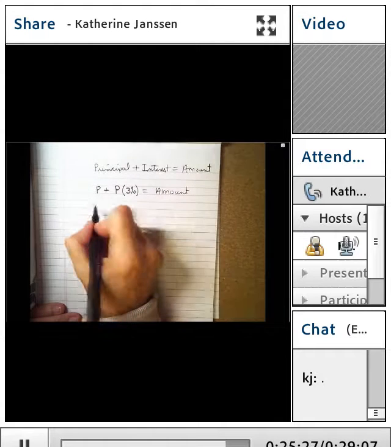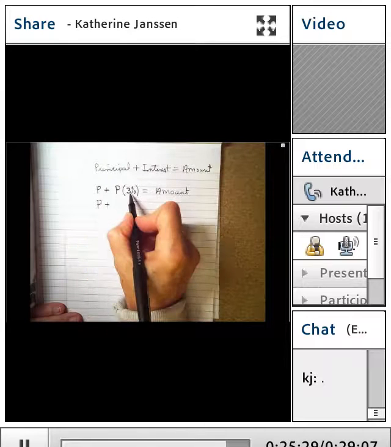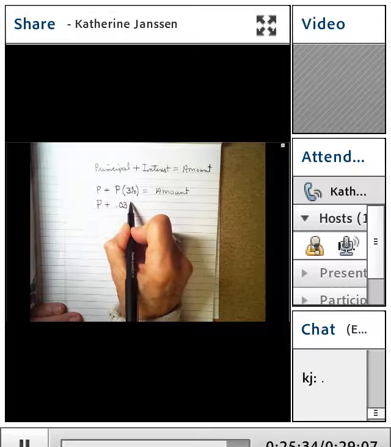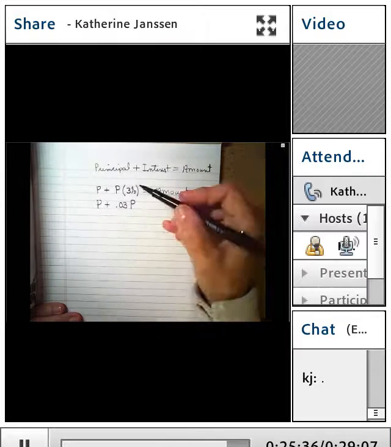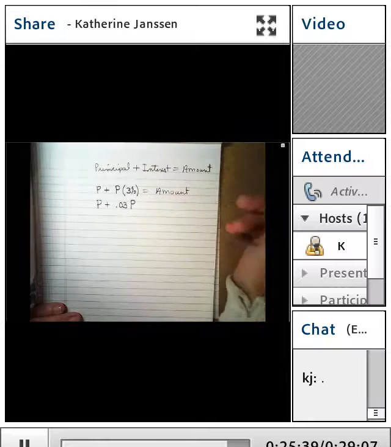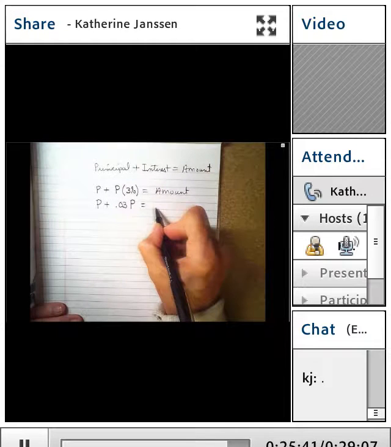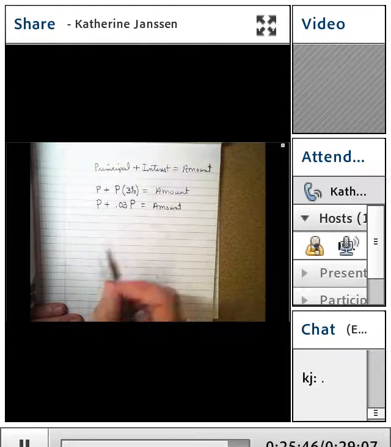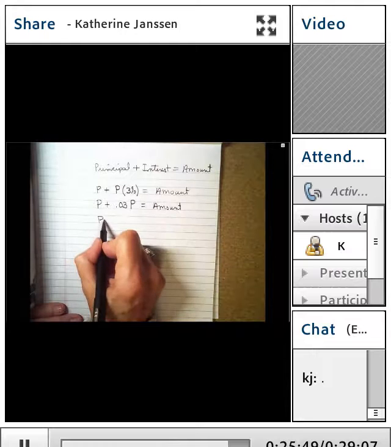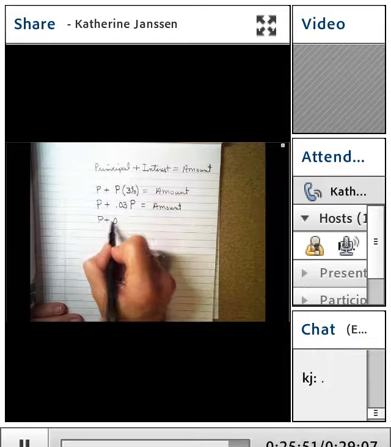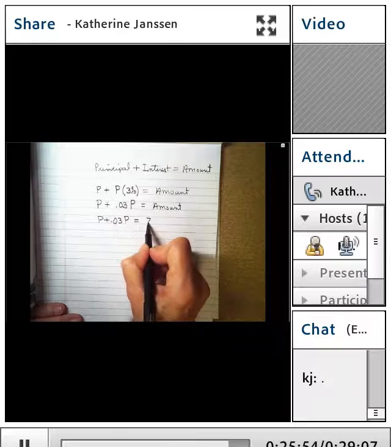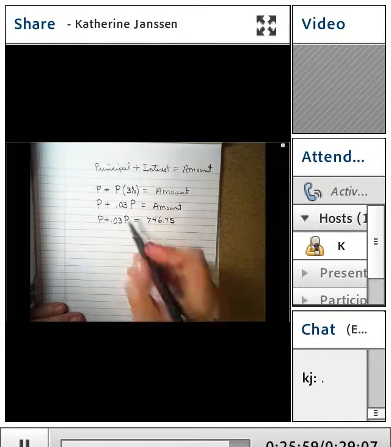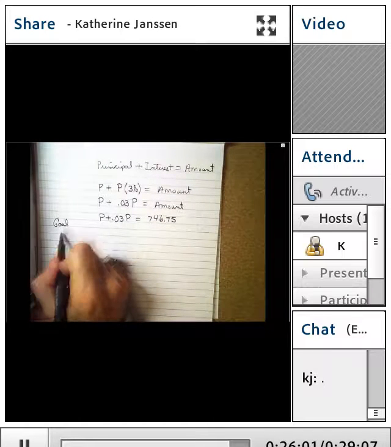So we have our principal amount plus, this is 3%. Remember, we can change that to 0.03 times P. Get rid of your percent sign and move the decimal point 2 places to the left, is equal to the amount at the end of the year. They told us that at the end of the year, our account had grown from the principal plus the interest to $746.75. So now we just need to solve for P.